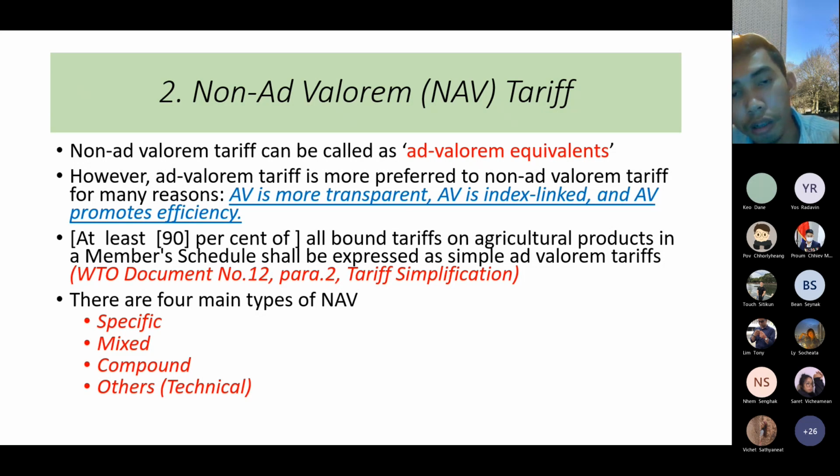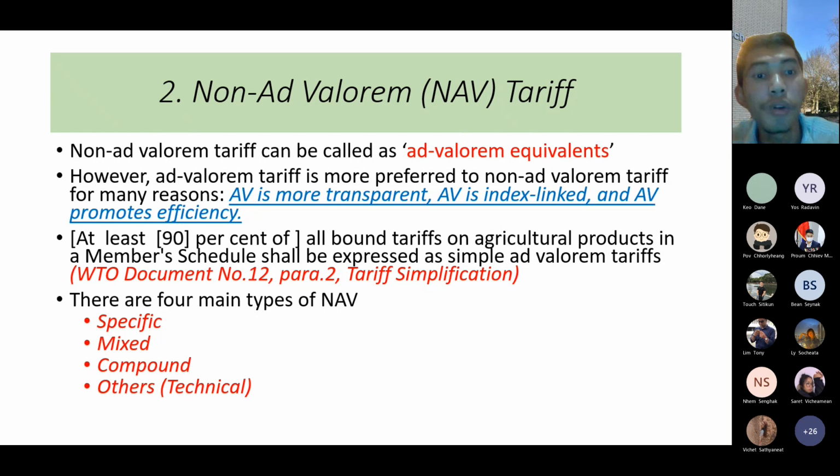And ad valorem tariff is also index linked because again it depends on the price. It is based on the price of the good, so it is very number based, very index linked, very transparent and easy to calculate. AV also promotes efficiency because it provides an easy way of calculation, which encourages exporters and users to use it more, because they do not face any technical barrier, any complicated technical calculation or customs valuation procedure as in the non-ad valorem tariff. We will not face this kind.